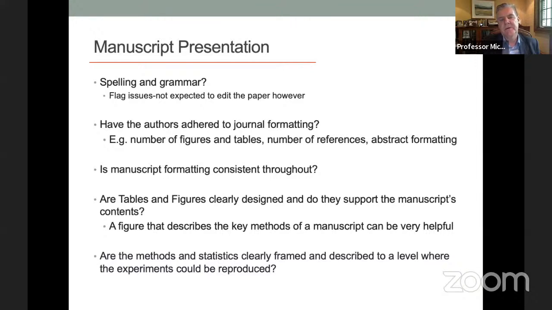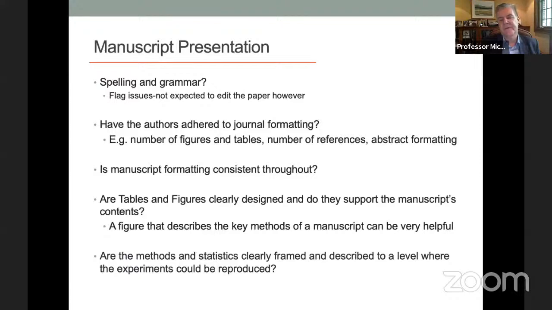It's important that the authors adhere to the journal formatting. Each journal has its own format, and this reflects a number of points: the number and the type of figures and tables, the referencing, the abstract formatting. Is the manuscript formatting consistent throughout? Are the tables and figures clearly designed, and do they support the manuscript's contents? An excellent table and figure should be readable on its own without extensive referencing back to the article. Tables and figures are very effective at conveying information, and as a reviewer, I pay a lot of attention to these. High quality tables and figures are a sign of an excellent article.